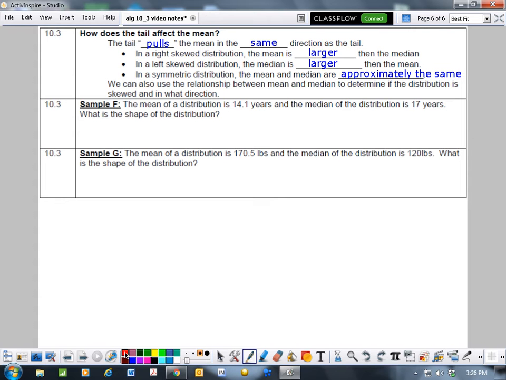So sample F: the mean of a distribution is 14.1 years, and the median is 17 years. What is the shape of the distribution? So let's think about our number line. If we've got 14 and 17, this is our mean, and this is our median.